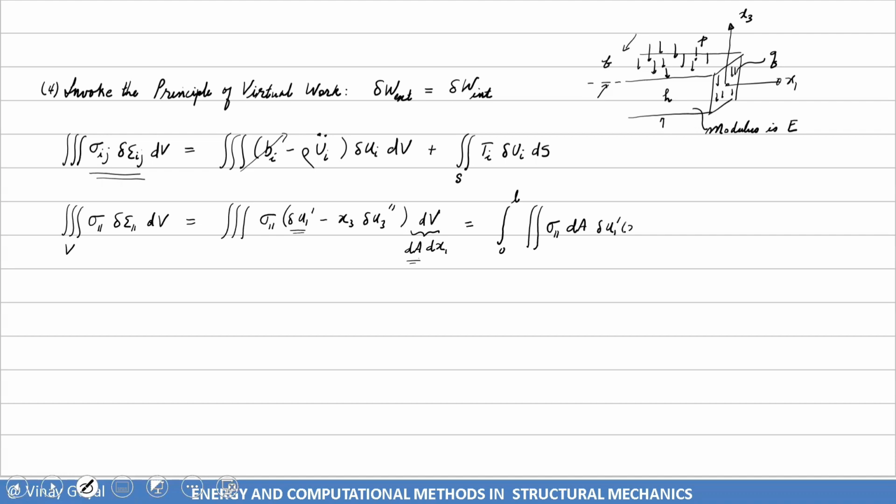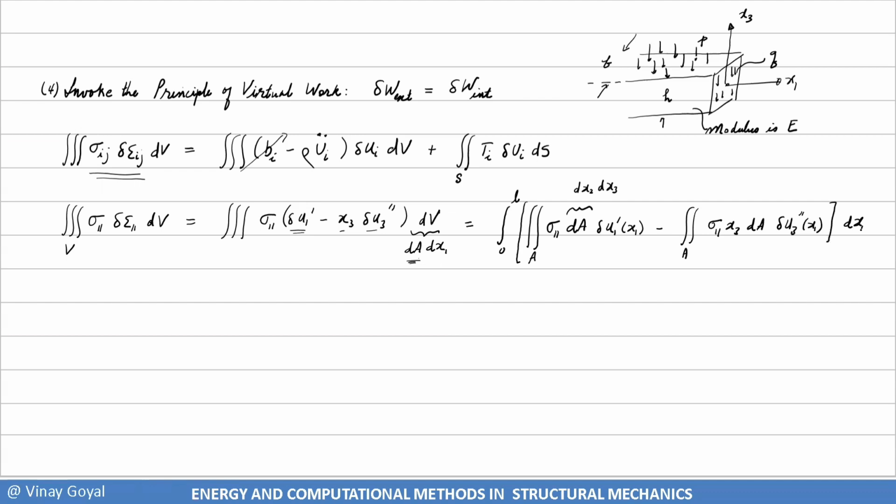Notice that u1 only depends on x1, while dA here is dx2 dx3. So that's why I was able to swap it that way. And then I have the minus double integral over the area. And again, del u3 here does not depend on dA. x3 does depend on dx2 dx3, so that has to stay inside. So I have sigma 1 1 x3 dA del u3 double prime x1. I was able to swap this outside because it does not depend on a cross-sectional area, dx1.